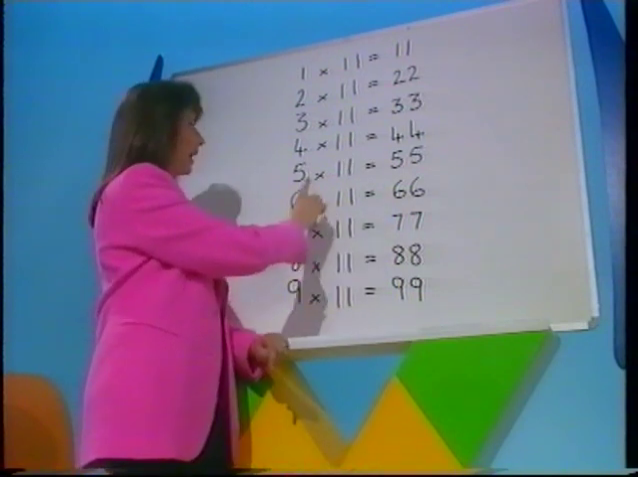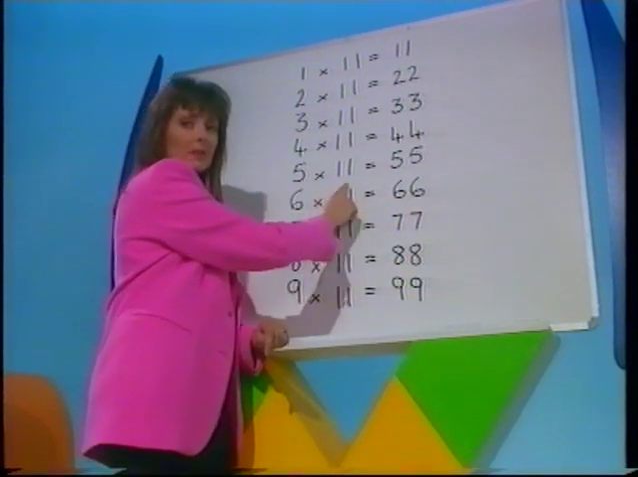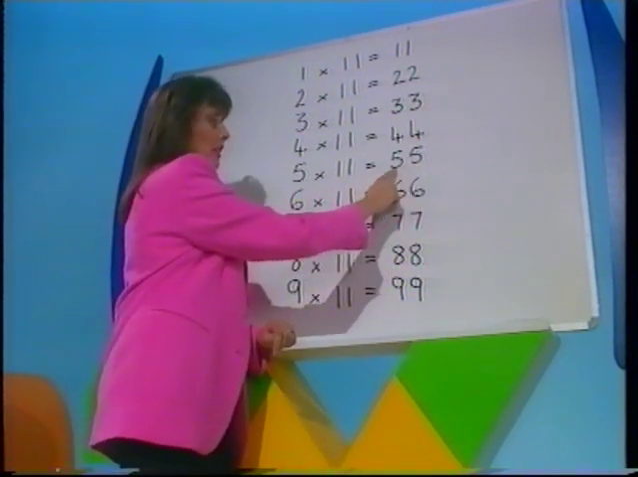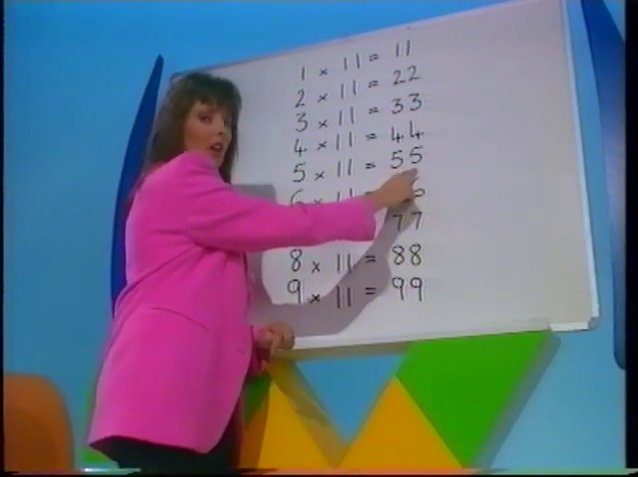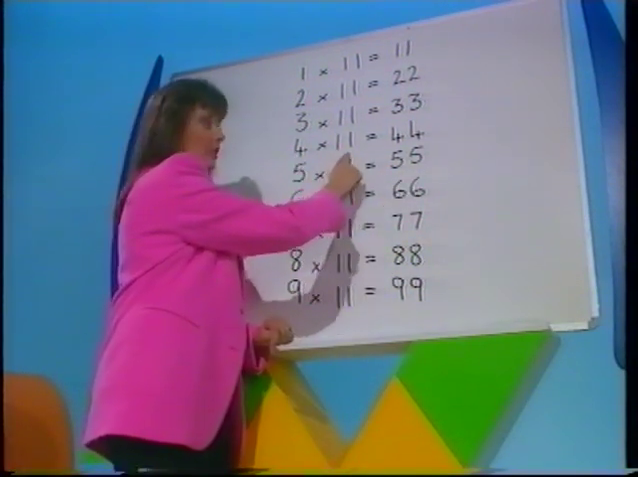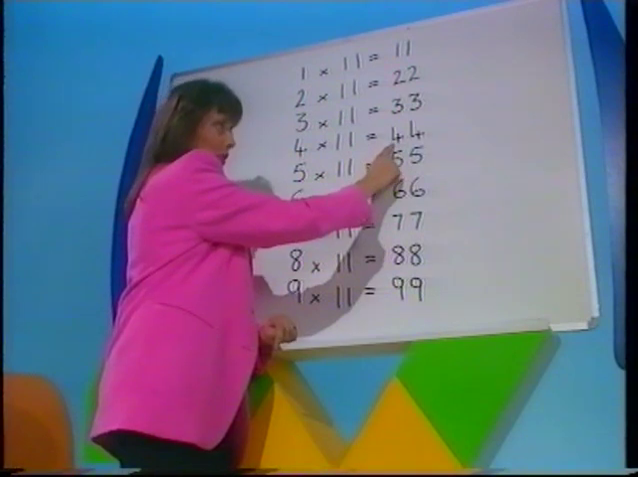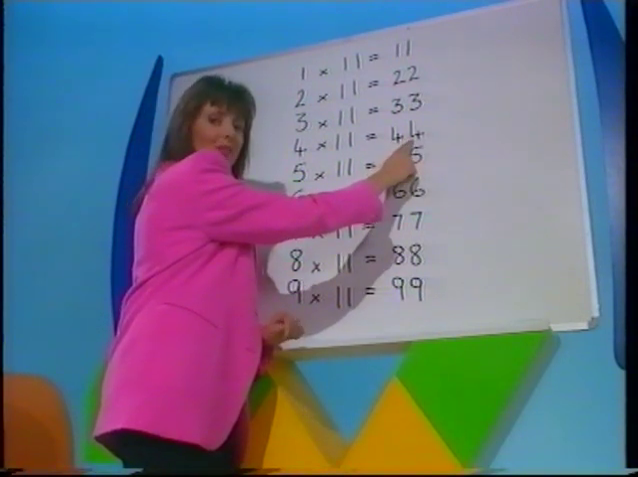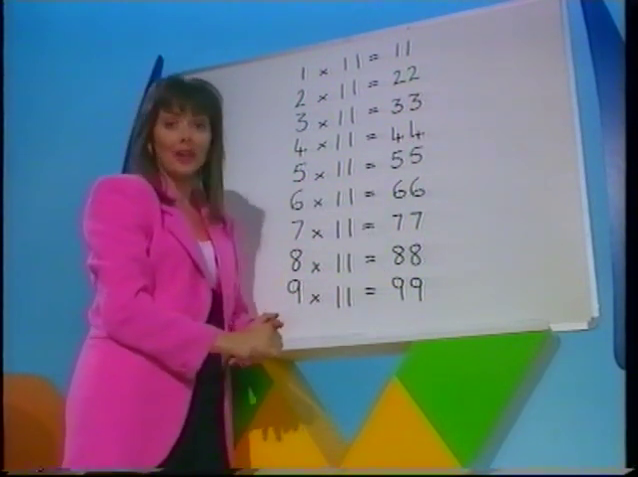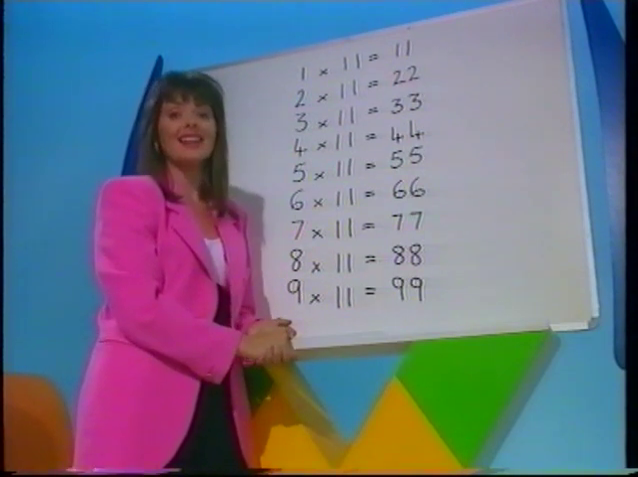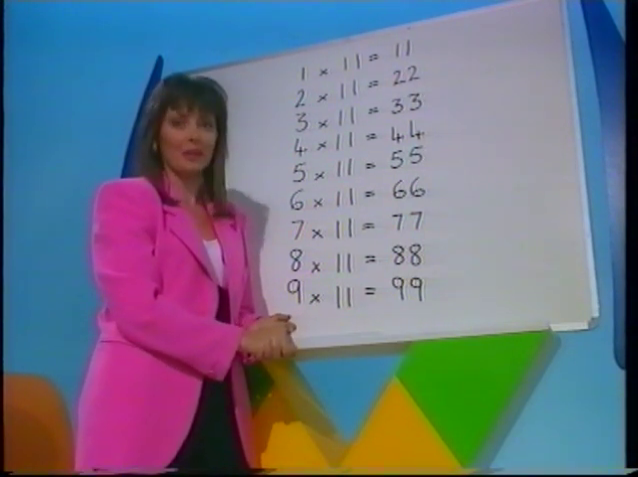So, likewise, 5 times 11 is 55. The 5 is in the tens and the units column. 4 times 11 is 44. 4 is in the tens and in the units column. The only bits you really have to think about are 10 times 11, 11 times 11 and 12 times 11.